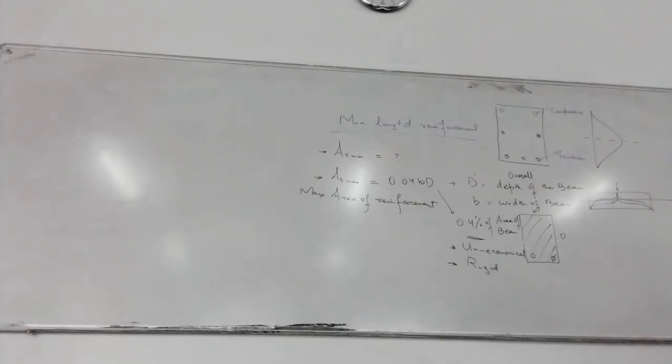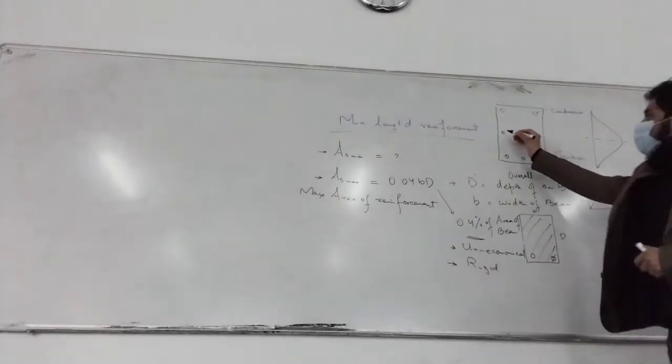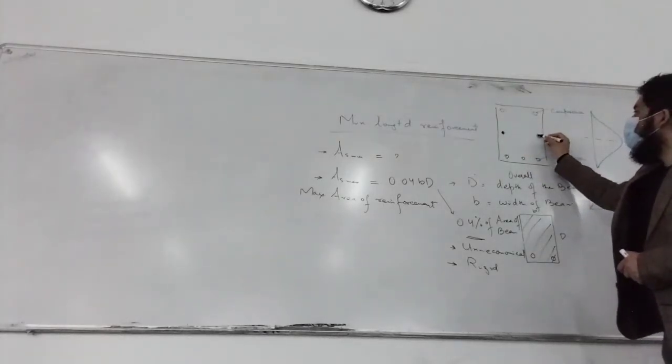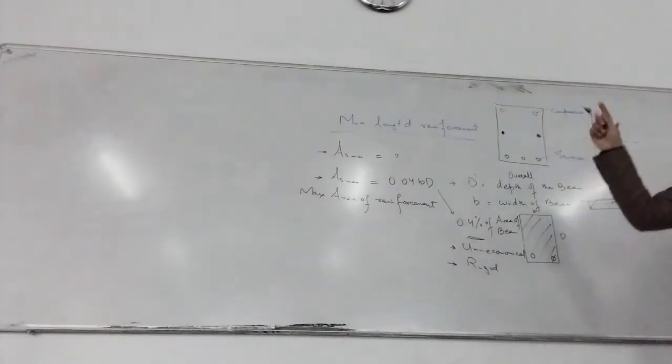Along both faces. This is one face, this is the other face. These are the faces of the beam. You have to provide along both the faces. The total area of such reinforcement shall not be less than 0.1% of the web area. So this reinforcement area should not be less than 0.1%.